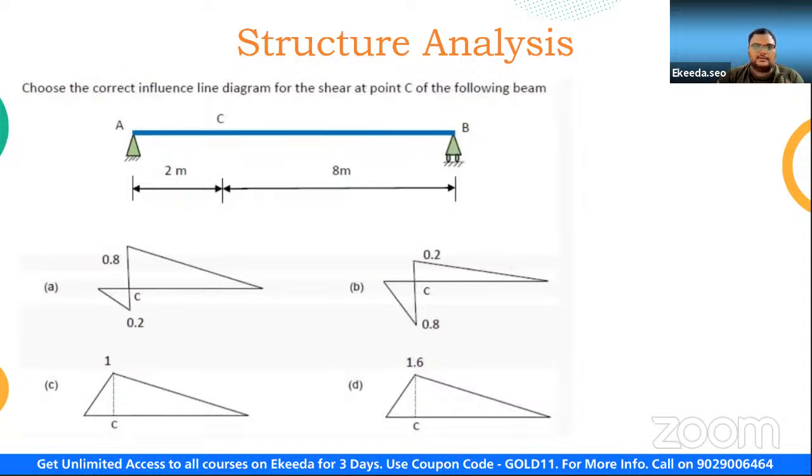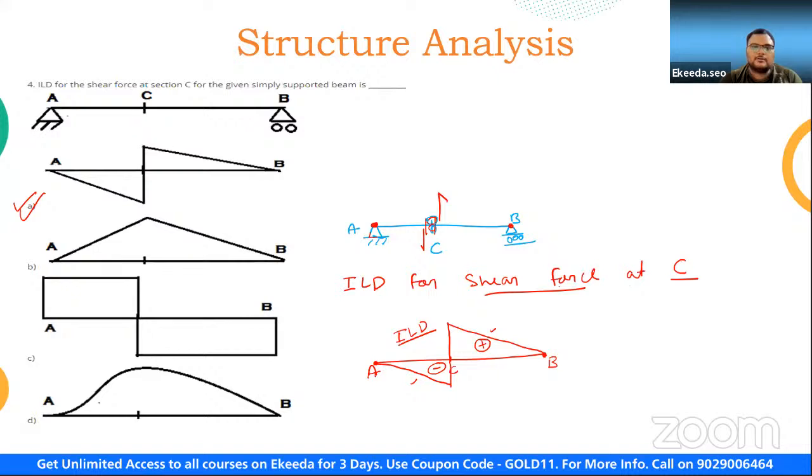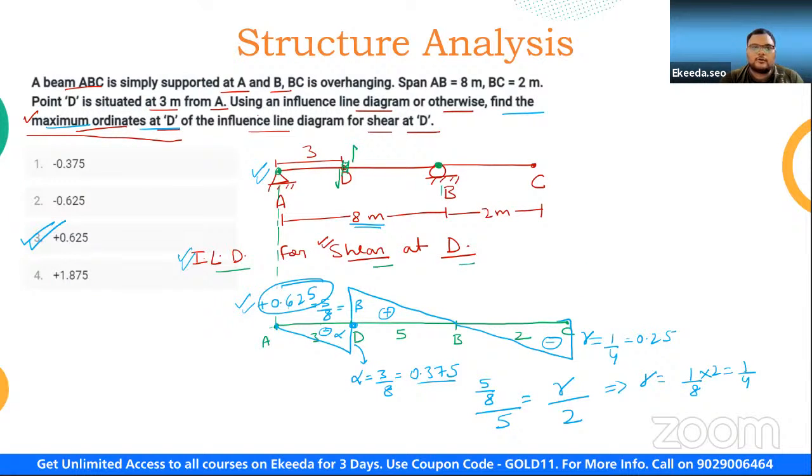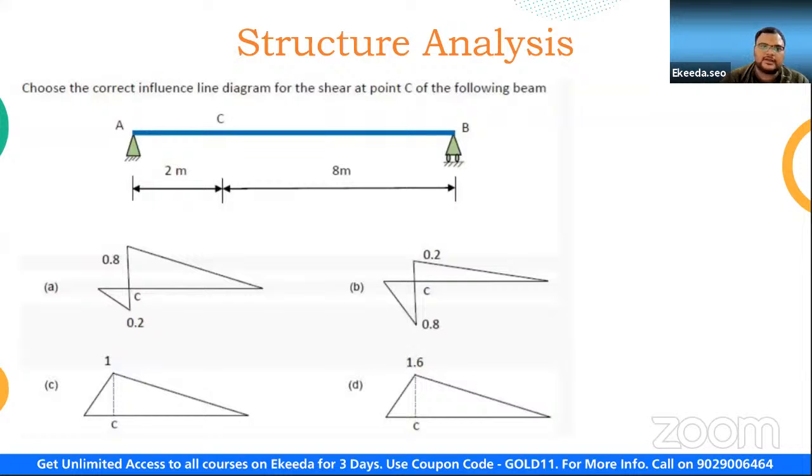Now there are some numericals, right? Here, we have learned how to draw the diagrams. Now let us try to use those diagrams and find out the correct options in these cases, or try to solve some numericals. So choose the correct influence line diagram for the shear at point C. See, the values are also given. Now you have to tell me which option is correct. You also have to determine the values here, right guys?